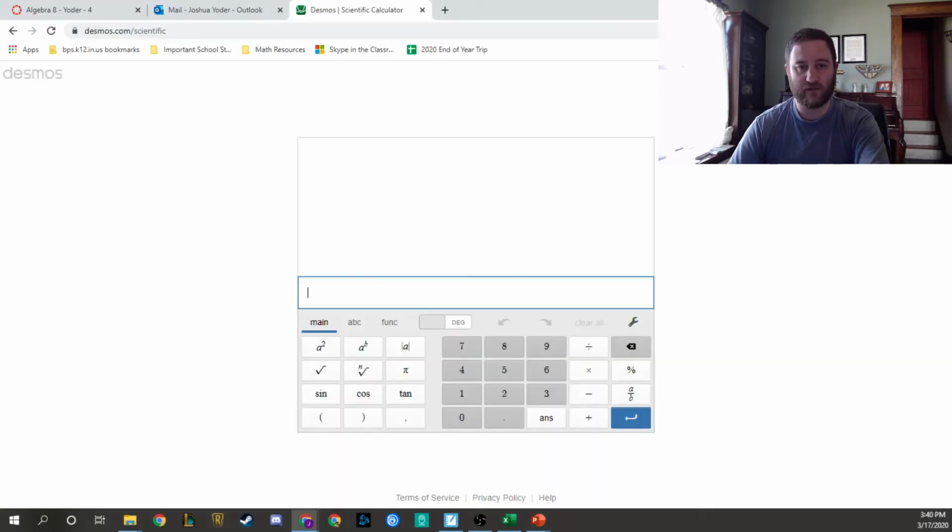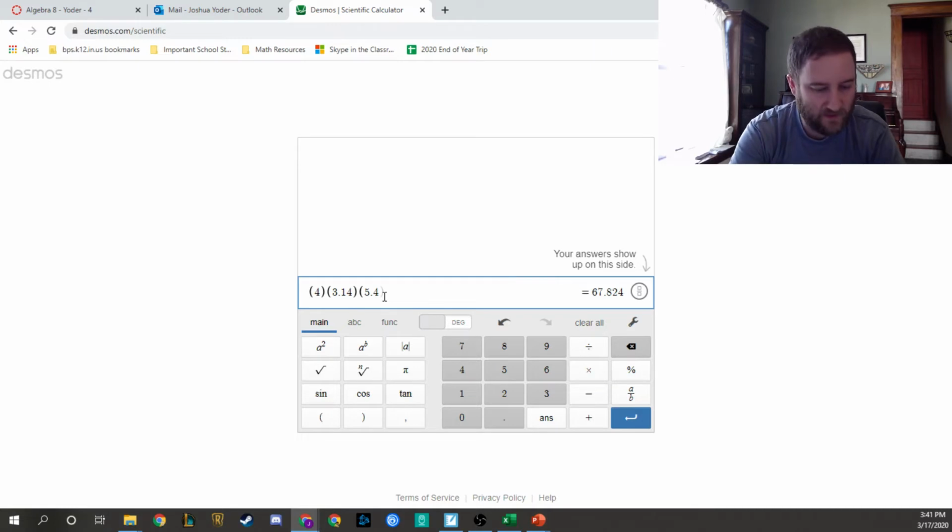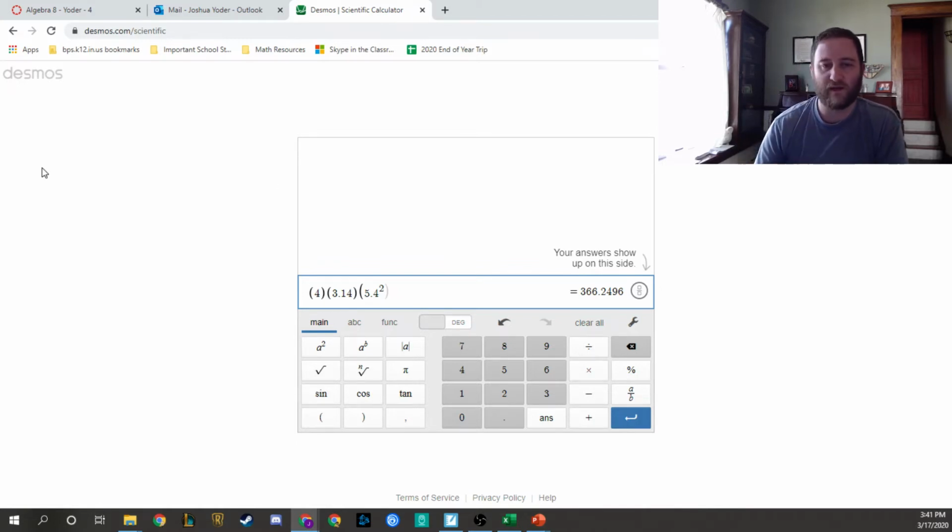What we're going to do is plug this into our calculators. So we're going to do 4 times 3.14 times 5.4 raised to the second power, and we push that button for that. And we can see that our answer is 366.2496, and it does say to round to the nearest tenth.